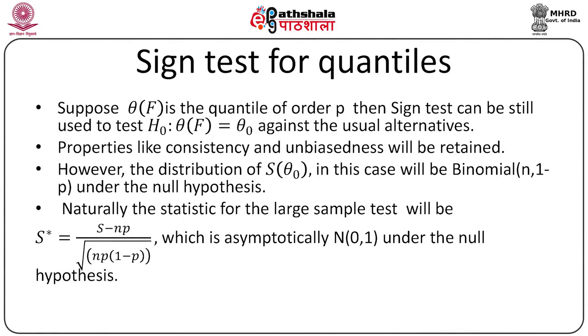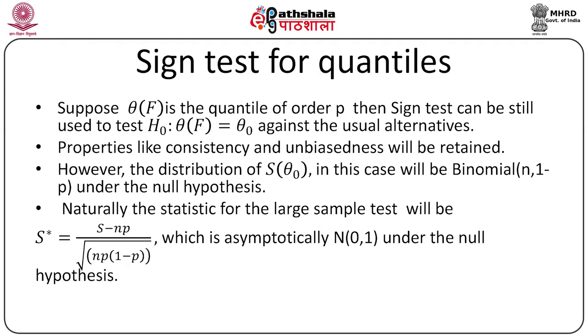So, we have discussed so far sign test for median. But sign test can also be applied for tests regarding quantiles other than the median. Suppose theta is the quantile of order p. Then sign test can still be used to test theta equal to theta naught against the usual alternatives. Properties like consistency and unbiasedness will be retained.